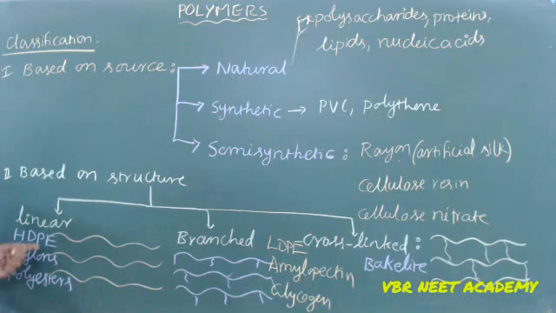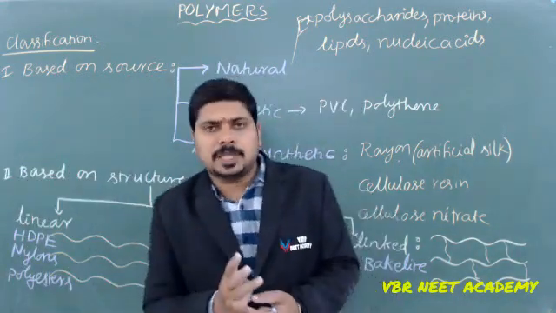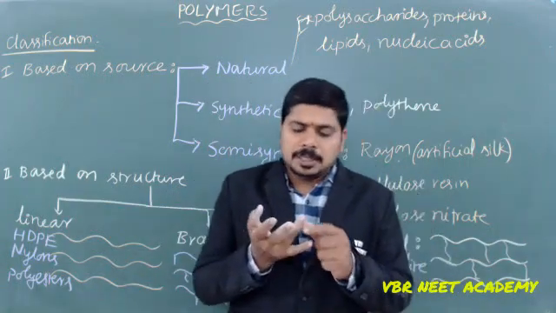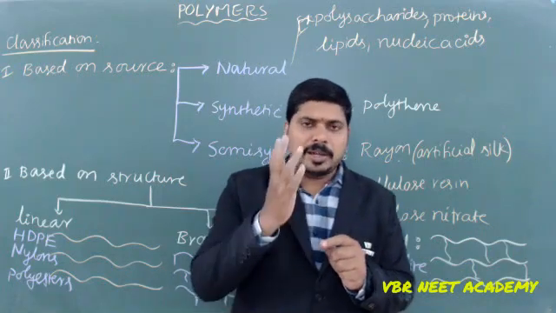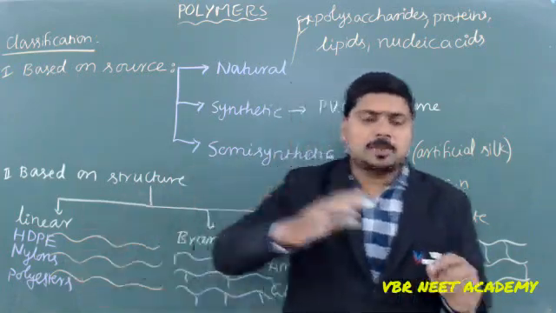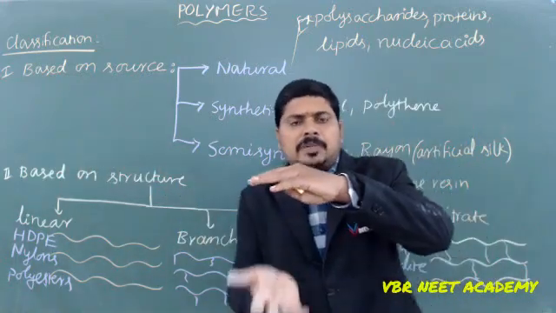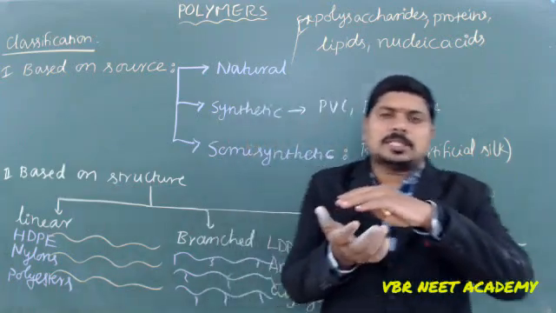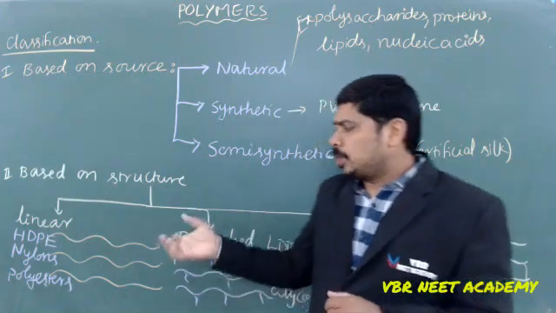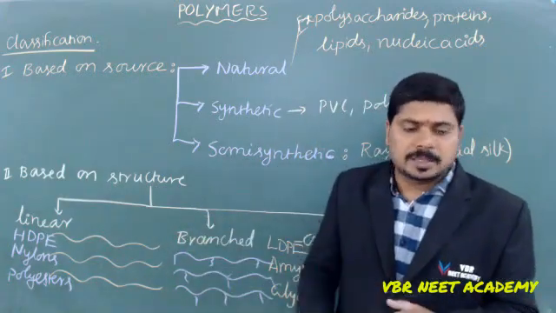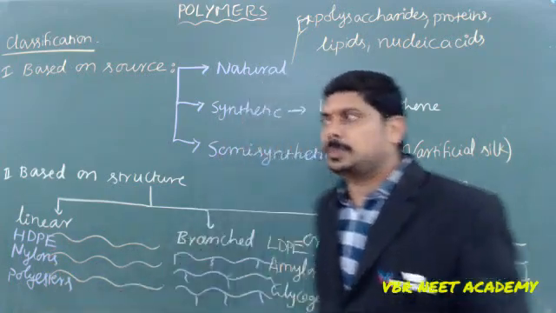When we take the classification based on the structure, we are going to have three types of classification. First one is linear polymer, second one is branched polymer, third one is cross-linked polymer. When you take a linear polymer, the polymerization takes place in a linear fashion and they are arranged very compactly, closely. That's why they can attain more density, more tensile strength. They are very strong, very rigid. Examples are high density polythene, nylon and polyesters.